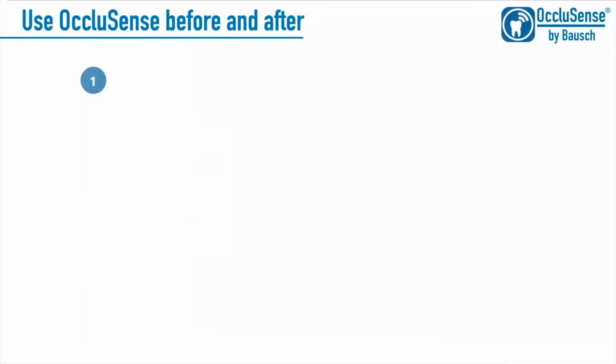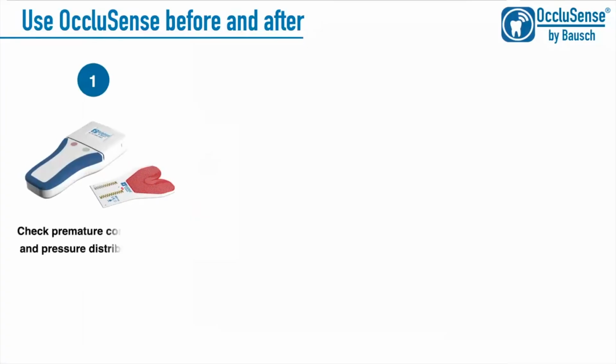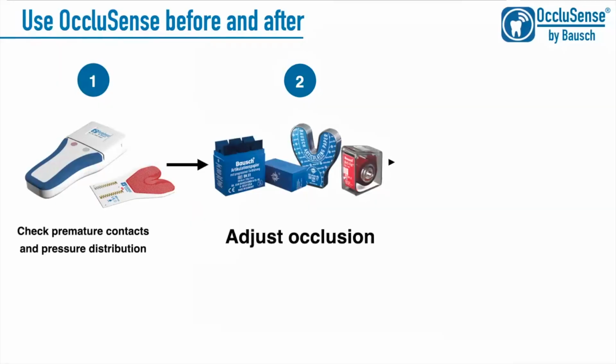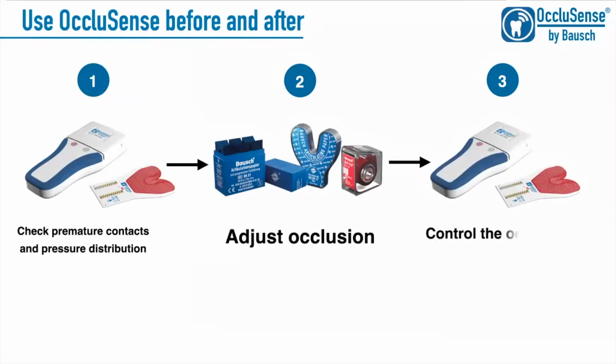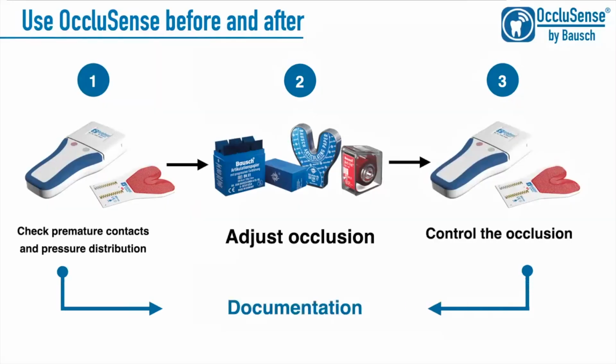And when you are using OccluSense, you use it at the beginning to visualize all the premature contacts, check them, look at the pressure distribution, do your fine adjustments with your papers and foils, and then check your final result with OccluSense again. You're always automatically documenting everything as well. So nobody can knock on your door and tell you that you haven't done anything properly when you have the documentation as well.